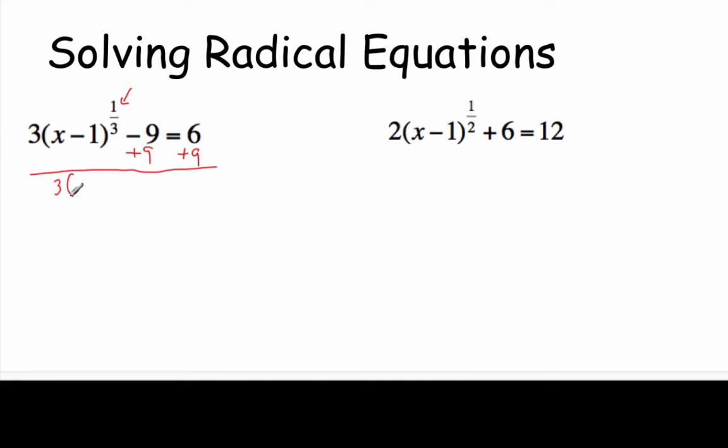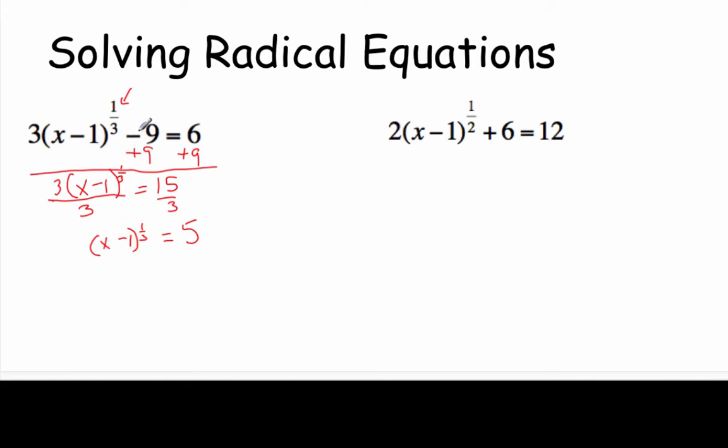So I'm going to get 3 times x minus 1, which is raised to the 1/3 power, is then going to equal 15. I still want to isolate what has the power here, so I don't want this 3 here. So let's just divide by 3. So I'll divide both sides by 3. Then I'm left with, in parentheses, x minus 1, which again is still raised to the 1/3 power. And then that's going to equal 5 for us.